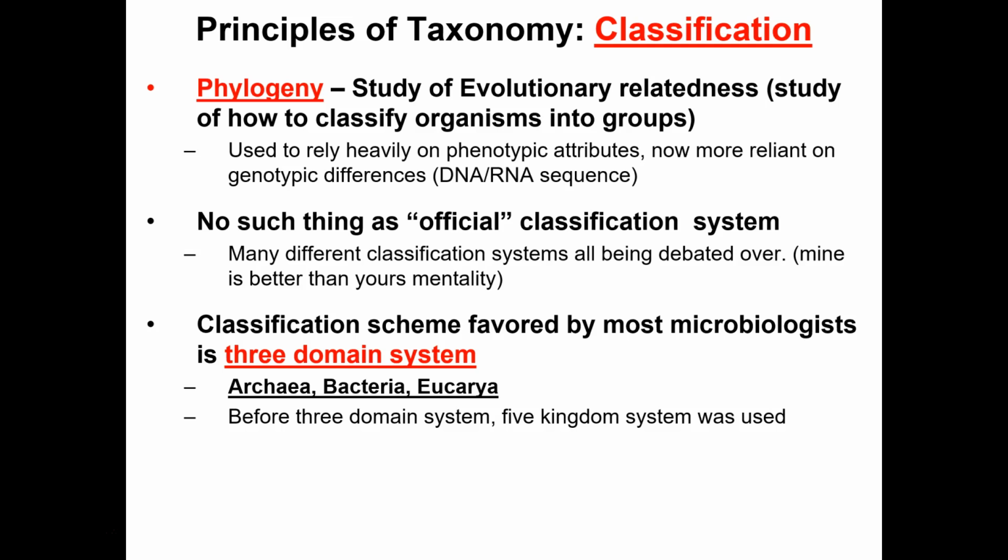But here's the sad truth of phylogeny. Okay, there's tons of classification schemes. There's all sorts of different ways that we can figure out who is related to who. So there is no such thing as an official classification system to this day. Okay, there are all sorts of them constantly being debated over.